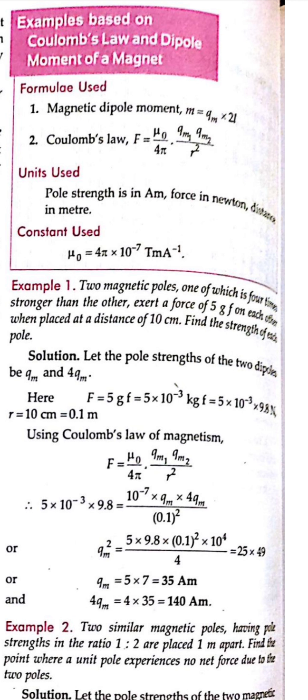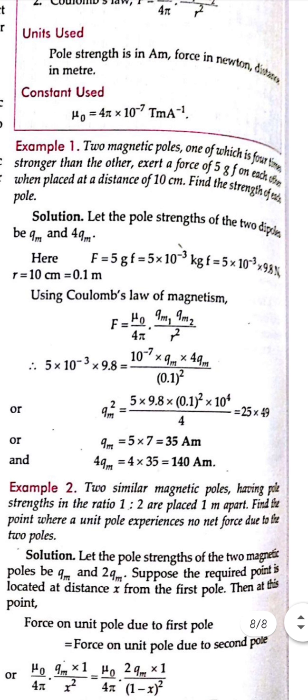So it can be changed into force, that is force is equal to mass into acceleration. So together we can write it as 5 into 10 to the power minus 3 into 9.8, that is for g. Now when placed at a distance of 10 centimeters, the distance between them is given by L, that is 10 centimeter or 0.1 meter. We have to find the strength of each pole.